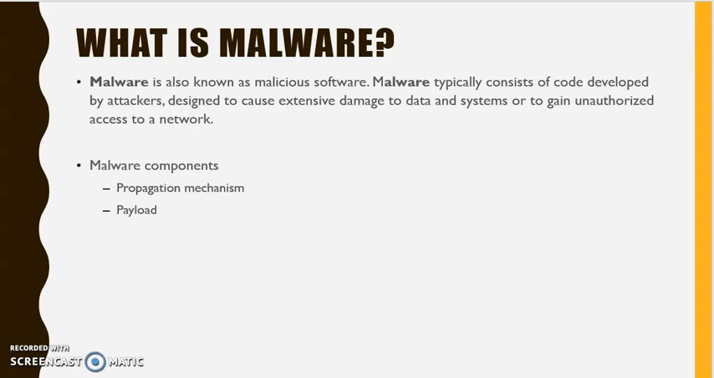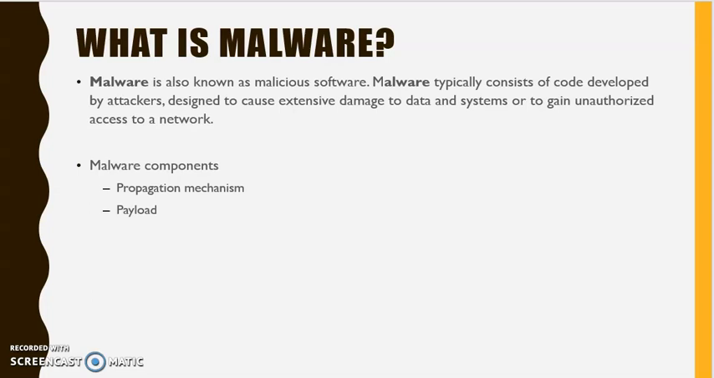Now, what are the different components of malware? We divide the components of malware into a propagation mechanism and payload. The propagation mechanism is how malware spreads from one system to another. What is payload? Payload is the malicious action that malware performs.